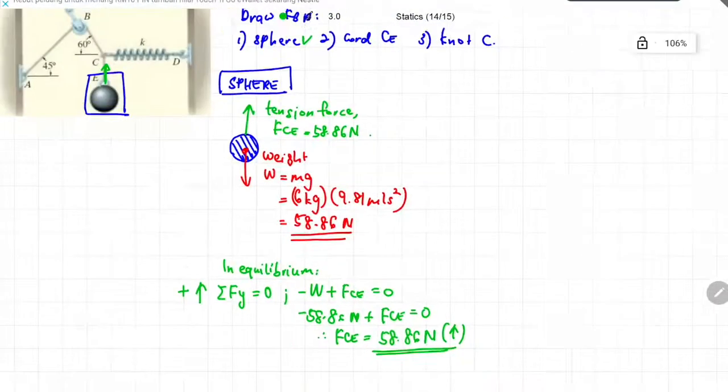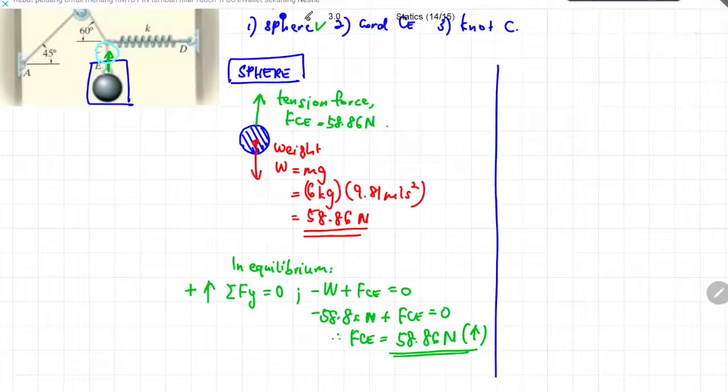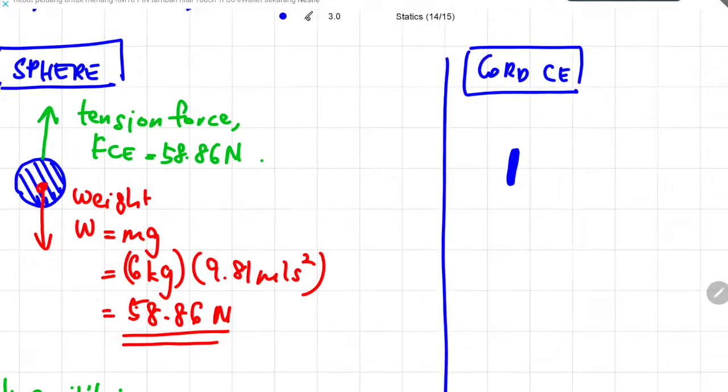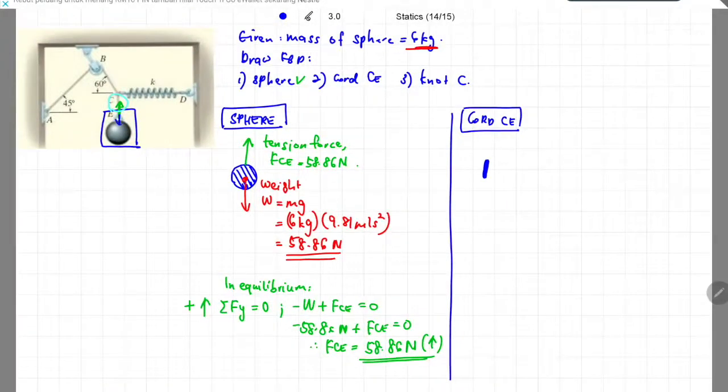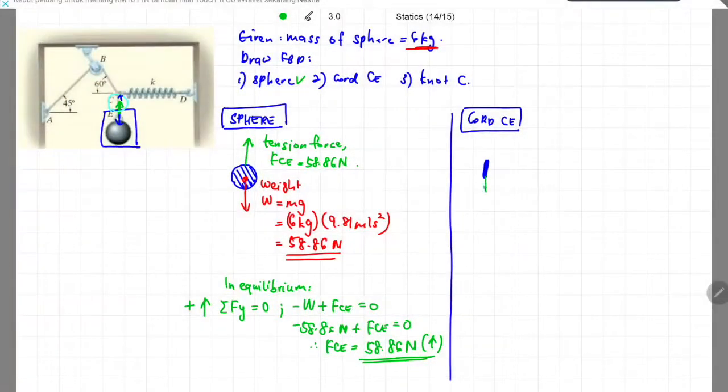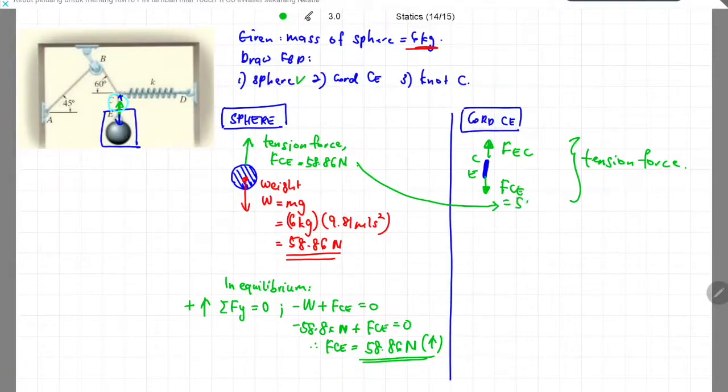Now that is done, let's draw the free body diagram of chord CE. Remember the first step, draw the system. The system that we are studying is the cable CE. So you imagine you cut a small portion of the cable and extract it, take it out. What's left is, you know, there is a tension force from point C to point E, so we call it FCE. There's also a tension force from point E to point C, so we are going to call it FEC. From our previous calculation, we know that the value of our tension force is 58.86 Newton.